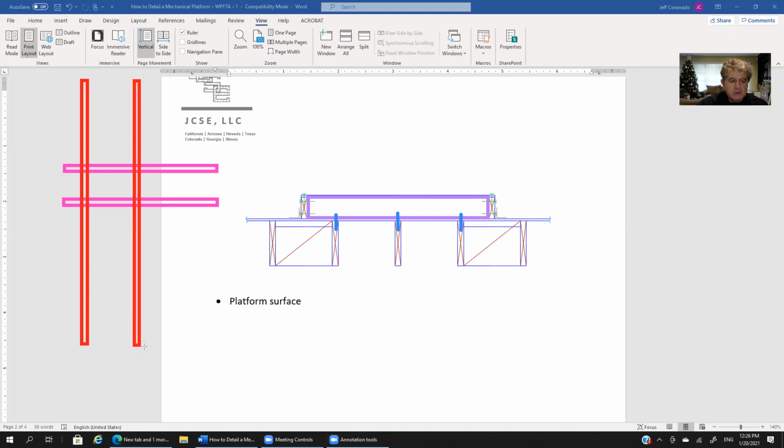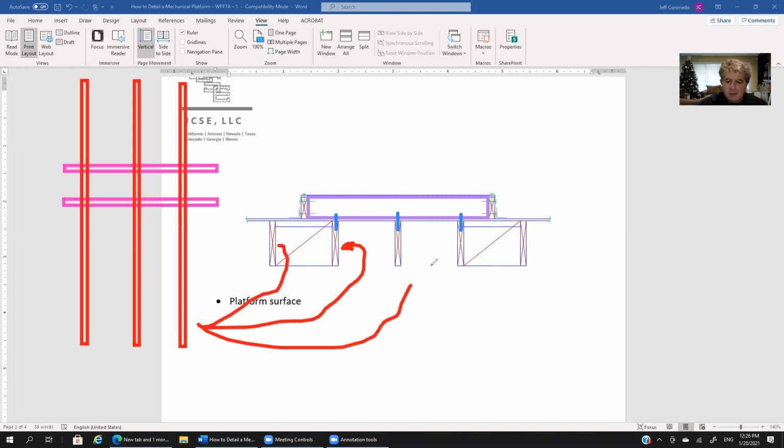Are you with me, guys? The roof framing is doing this. So these guys here are these guys here. This is the roof framing. This is this guy, all of these guys. That's what I'm showing you here in red.